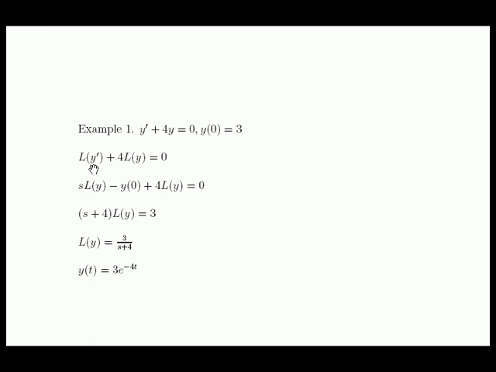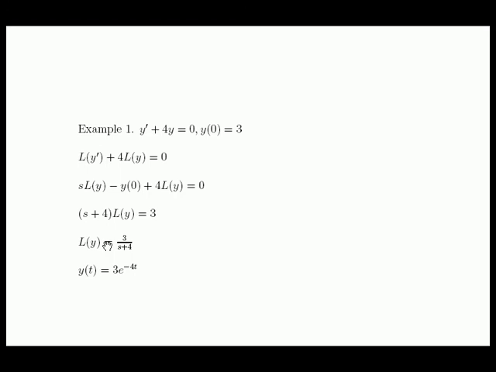So now you use the key formula that says the Laplace transform of y prime is s times the Laplace transform of y minus y of 0, and the derivative's gone, so we don't have a differential equation anymore. We just got an algebraic equation for the Laplace transform of y. Y of 0 is given as 3. Take the 3 on the other side: s plus 4 times the Laplace transform of y. Therefore, the Laplace transform of y is 3 over s plus 4.